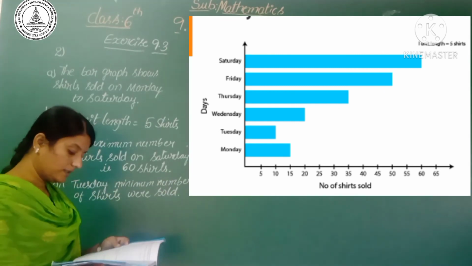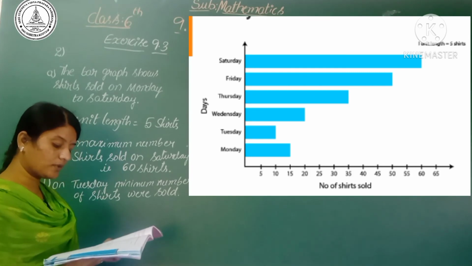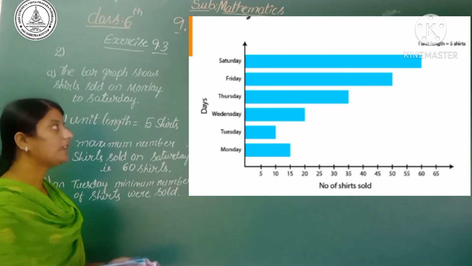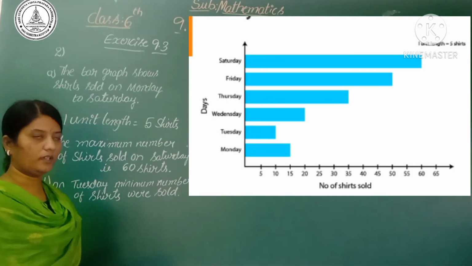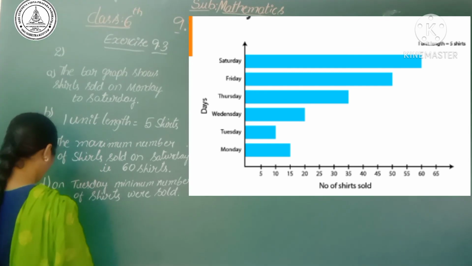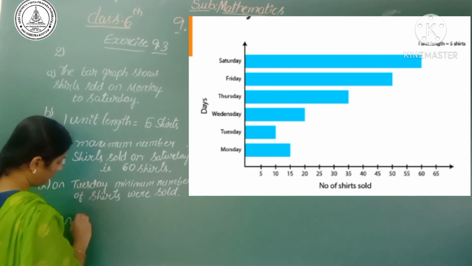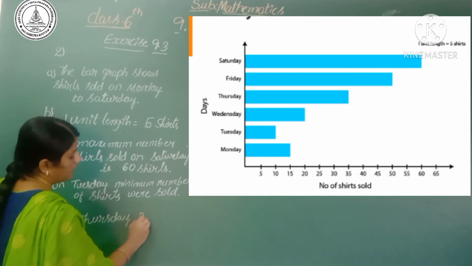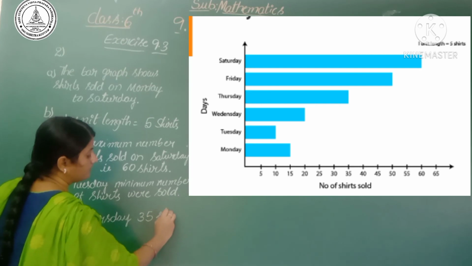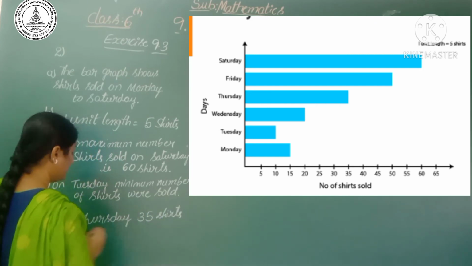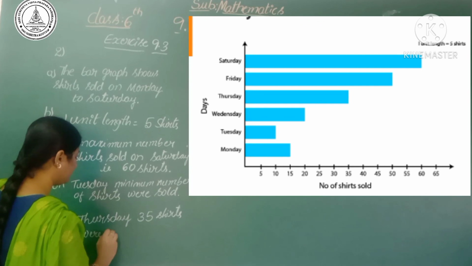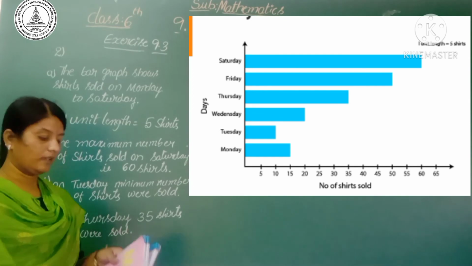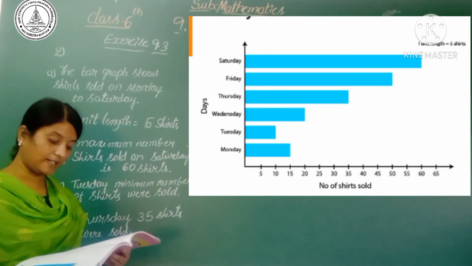Okay. Then the fifth question, how many shirts were sold on Thursday? Yes, we can see that on Thursday 35 shirts were sold. Okay. Then right here, on Thursday, 35 shirts were sold. Okay, yes, it's all about the second question.